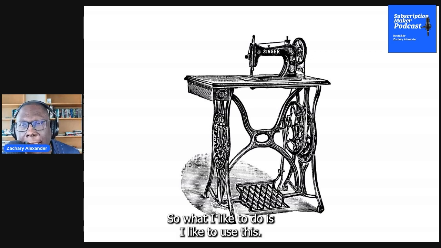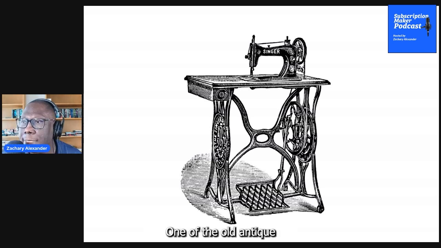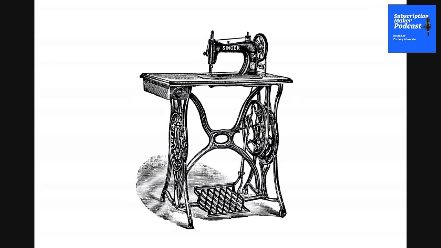So, what I like to do is use a sewing machine, one of the old antique pedal powered models. I like to use that as what I call a subscription business. This is a subscription business. It's got everything you need to conduct business. It's got the customer acquisition piece. It's got the subscription flywheel, and it's got the customer success piece.